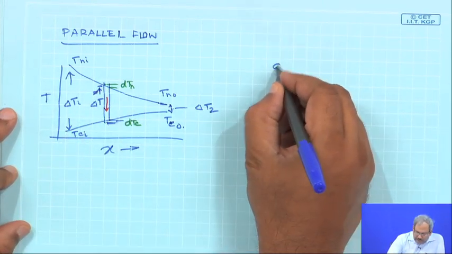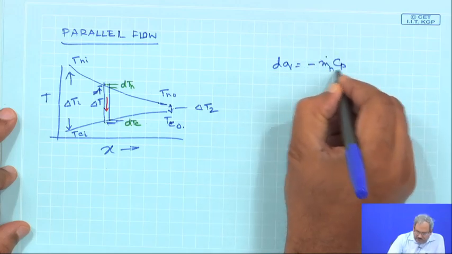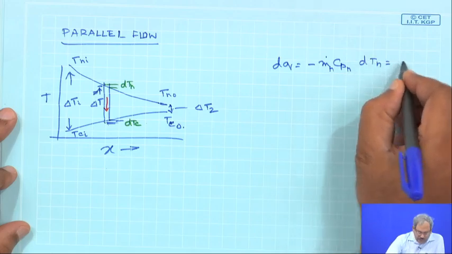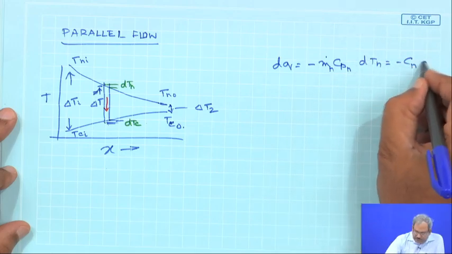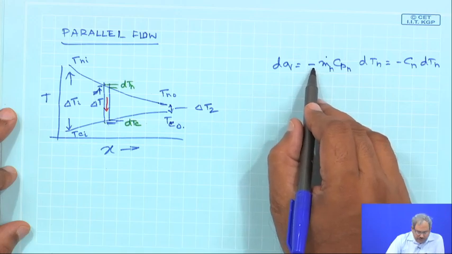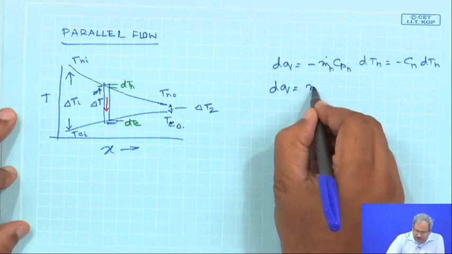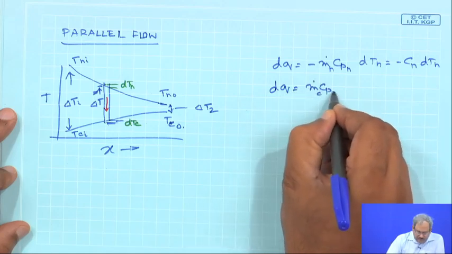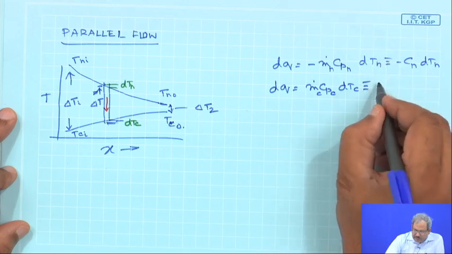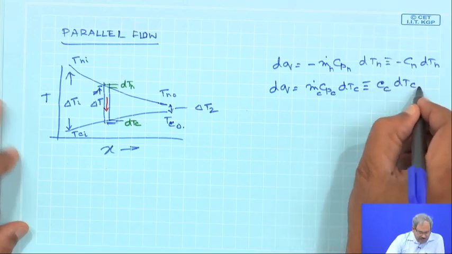So, for this dq we can write minus m dot h Cph dTh, which is some sort of a capacity times dTh. Since the energy is reducing, I have put a minus sign here. And for the cold fluid it is going to be m dot c Cpc dTc, which is defined as Cc, the capacity of the cold fluid, times dTc.